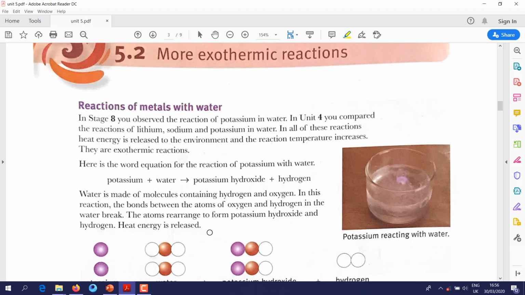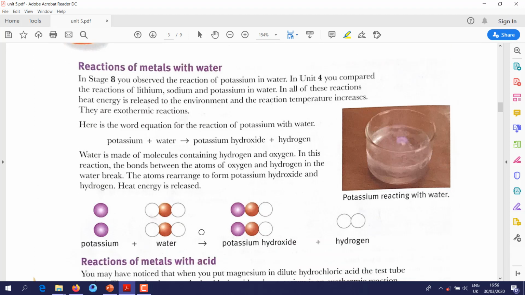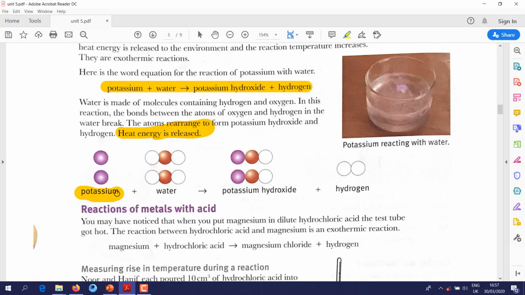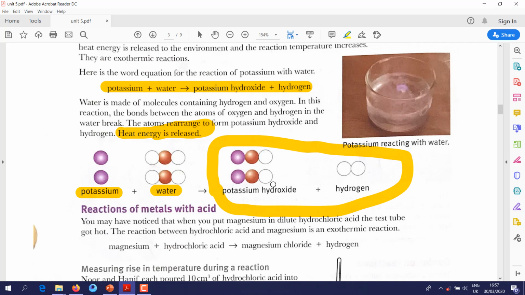Here we have more examples of exothermic reactions. Here we have this example: potassium. When potassium reacts with water, potassium hydroxide will form, plus a gas will be given out. This gas is hydrogen. Why is it an example of an exothermic reaction? Because heat energy is released. Again, what do we call these two? The first two we call reactants, and they form these two, which we call products.